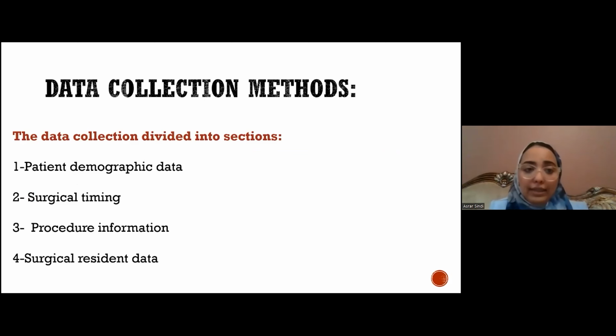We divide our data into four main categories. The first category is patient demographic data, which includes age of the patient, gender, date of birth, and medical status. The second one is surgical time, the starting and ending of the procedure. The third one is procedure information, including date of OR, the treating physician name, first permanent molar treating service, type of treatment, tooth and total of the treatment, and complication. The last one is surgical resident data: name of the resident, gender, level, and time of the surgery.